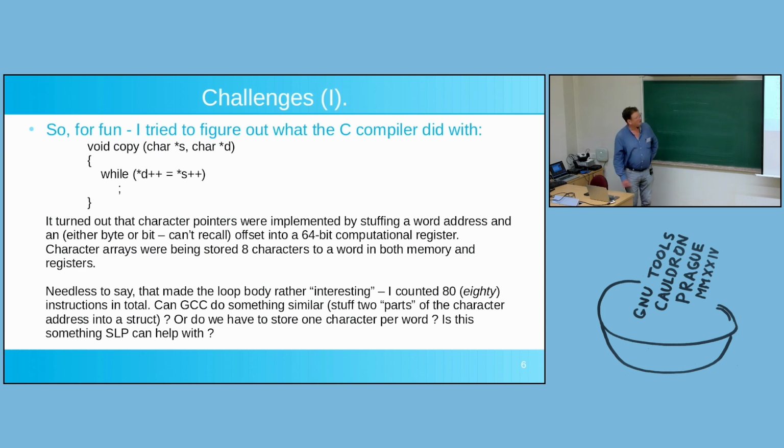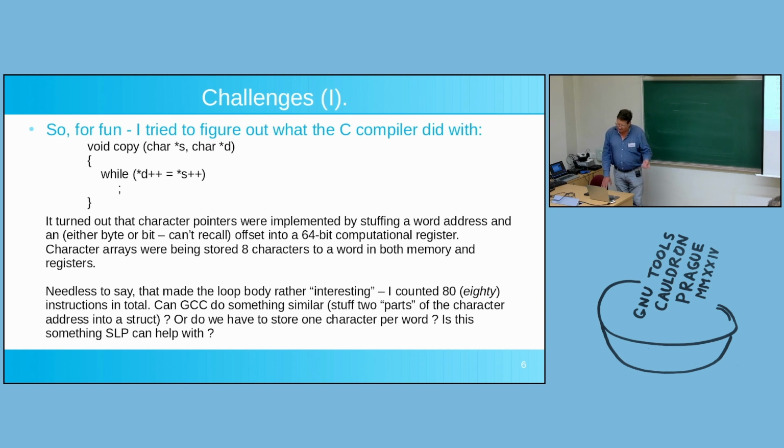So for fun, I tried to figure out what their C compiler would do with this code. It's a simple copy of a zero-terminated character string to another location. And it turned out that character pointers were implemented on this machine, not in the address registers, but in the full integer registers in 2 parts. One part was the address of the word where the character was stored, and the other part was the offset. And this must be one of the things that probably is a large problem if you want to do this in GCC, because I don't think this is easily possible.